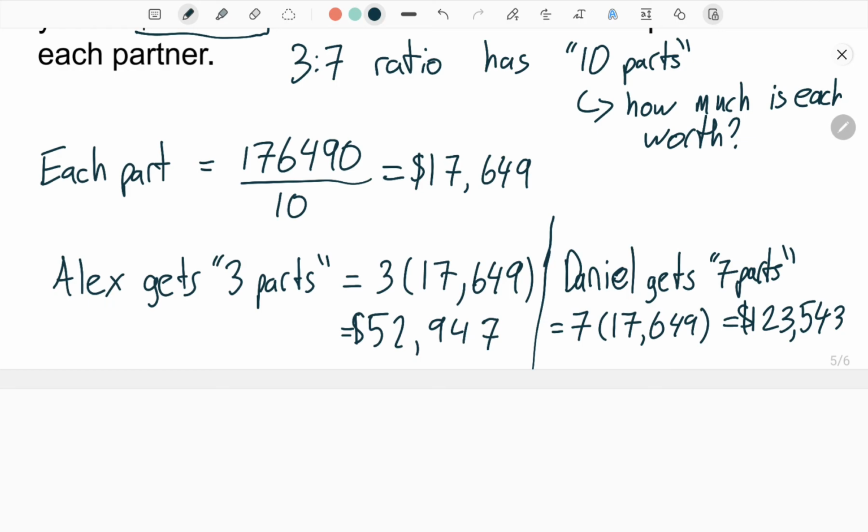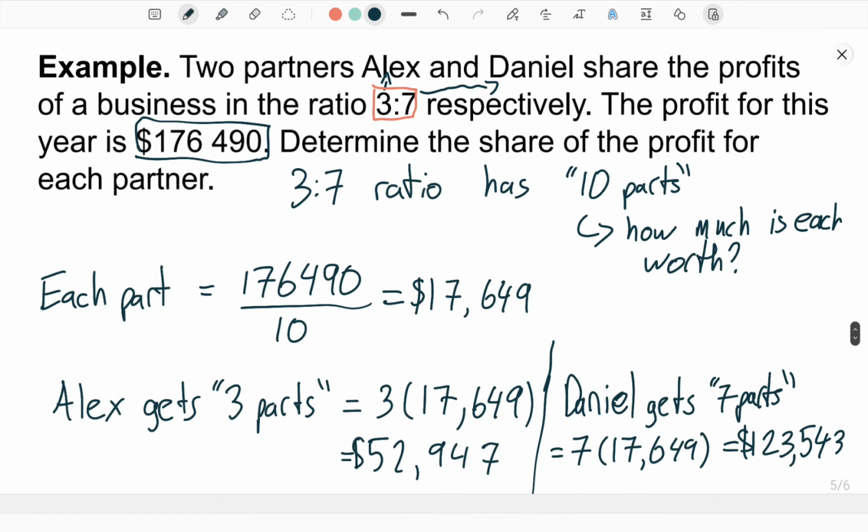So there we have it. We've split up the money between the two. So if you have a total ratio and you want to figure out how to divide things between people, you can consider the ratio in terms of parts, figure out how much each part is, and then split it up based off of that. All right, and so that is an introductory look at ratios.